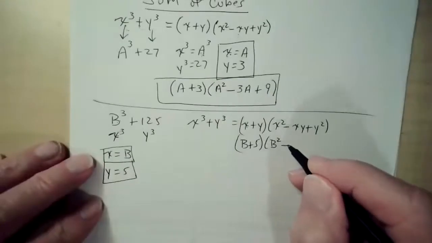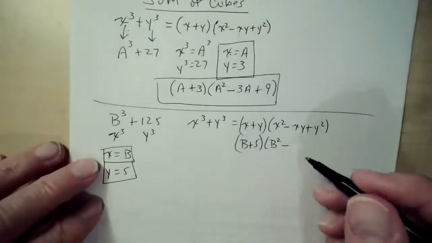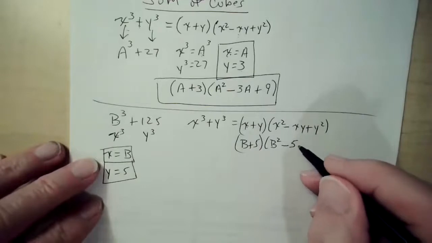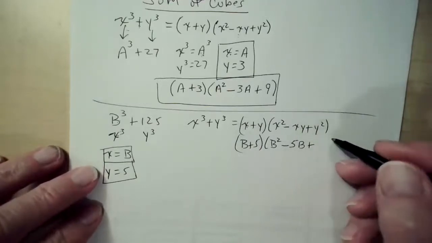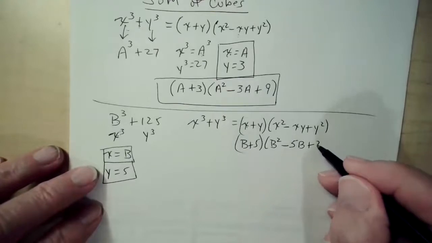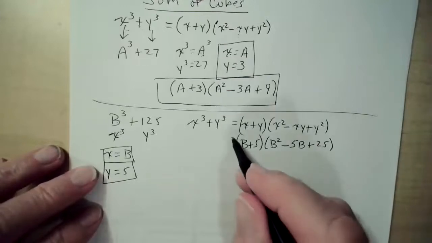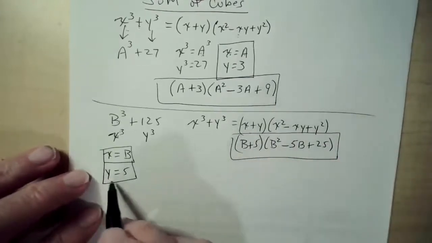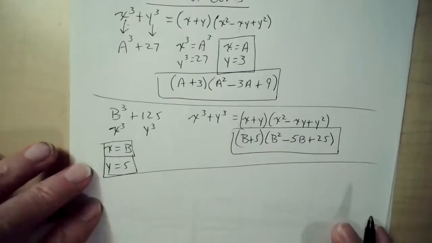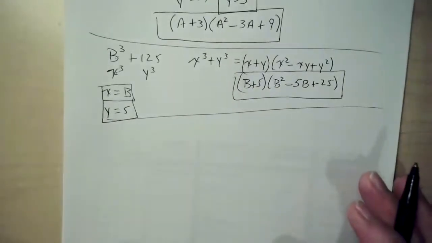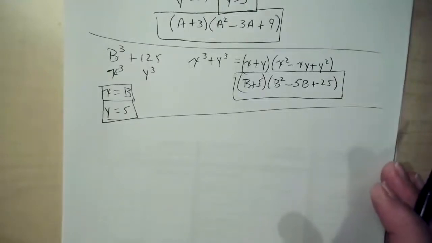Now it's just a matter of plugging these numbers in. What's our x? b. Good. Plus 5. x squared, b squared. Good. b squared minus xy, b5, but we typically write it 5b. Doesn't make any difference. Plus, and what's y squared? 25. Excellent. That's all there is to it. These problems get a little bit longer, but they really don't get any more difficult.